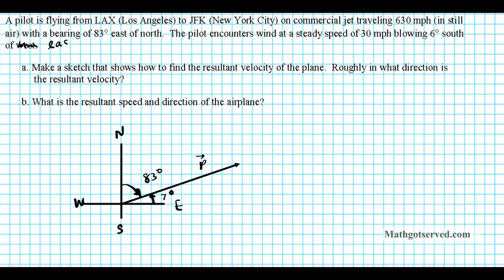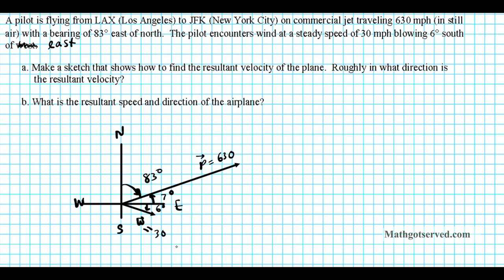Let's go ahead and make that sketch. If you're going 6 degrees south of east, that means you're starting from facing the east, and rotating 6 degrees, so slightly downwards right here, 6 degrees south of east. It's much shorter because vector W for the wind is only 30 miles per hour. So that's vector W for the wind, and that's vector P. Vector P is 630, and vector W is 30, and this angle right here is 6 degrees.